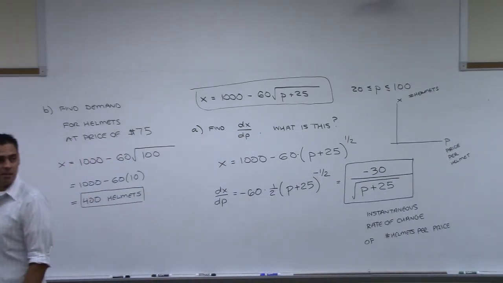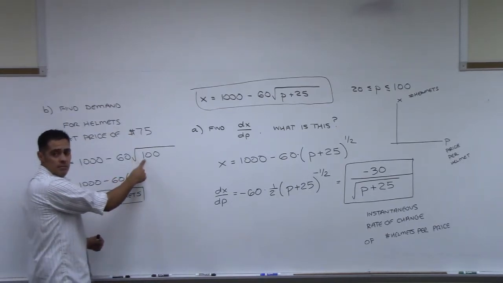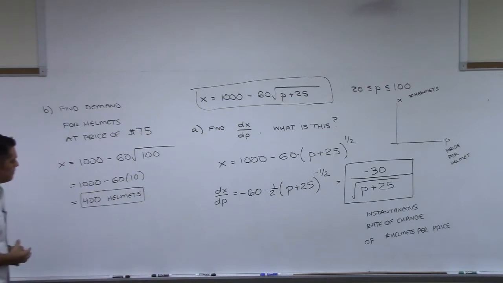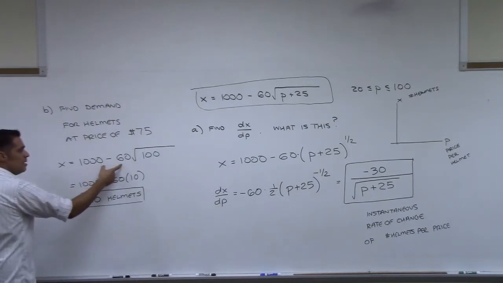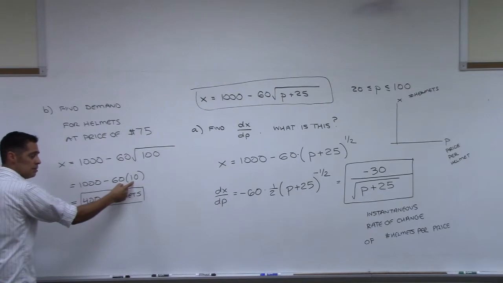Where'd you get the 10 from? Square root of 100. Oh, I understand what's going on. Why is it 1,000 minus 60 times 10? Oh wait, no, 60 times 10. Yeah, don't do the 1,000. Order of operations: you must do multiplication before subtraction. So you've got to do this first.